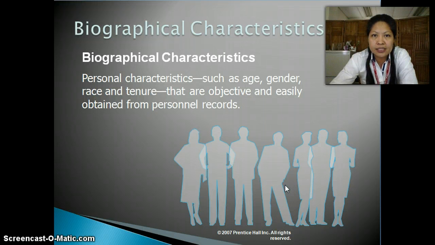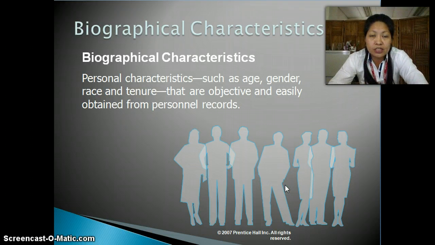Biological characteristics. This comprises the surface level characteristics of individuals. The first one that we mentioned on the first few slides referred to the deep level of diversity or characteristics of individuals, while the biological characteristics refer to the surface level. So biological characteristics are usually those that are obtained from the records or simply by asking individuals. So these are age, gender, race, and tenure that are objective and easily obtained from personal records.